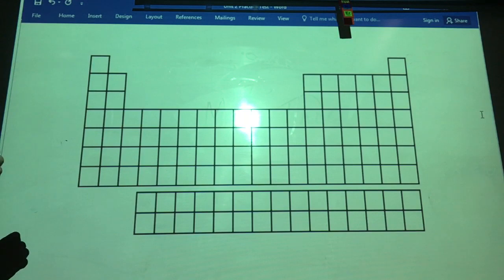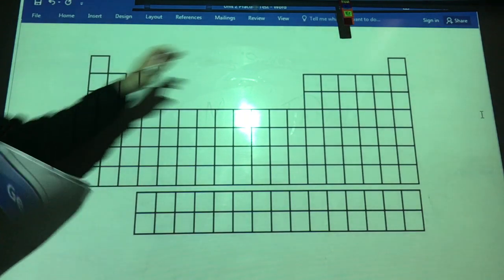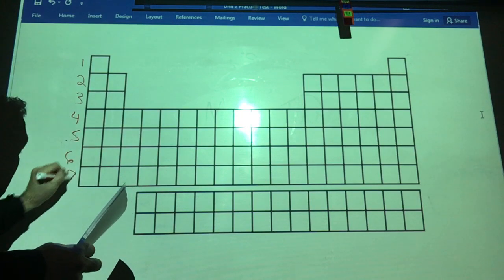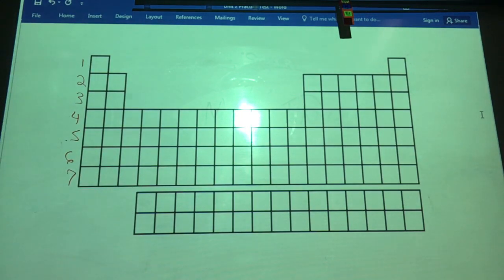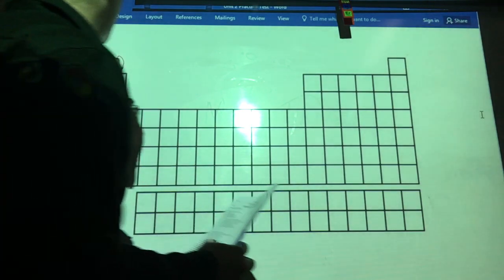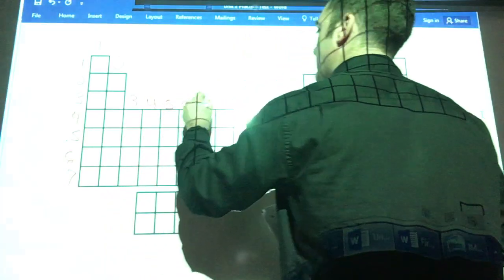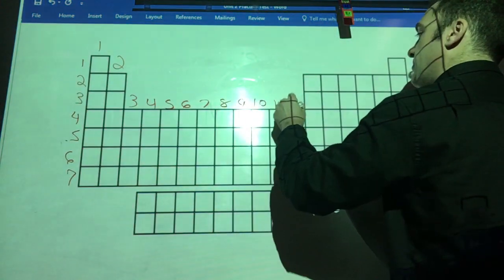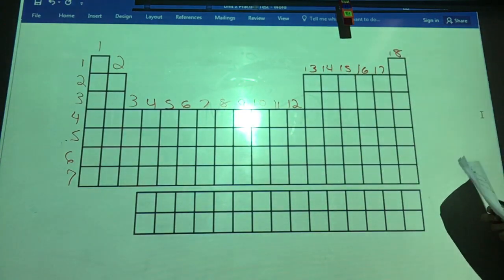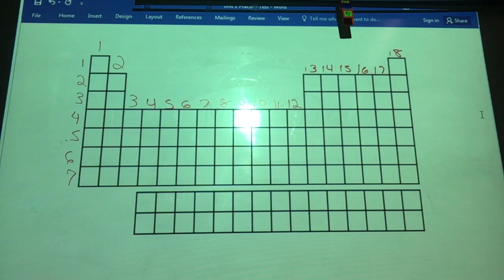But the first, label periods 1 through 7. So periods are across. Just go 1, 2, 3, 4, 5, 6, 7. Because later in the year, we're going to say like period 6, or we're going to say group 1, and then you're going to know what we're talking about. Then label families, groups 1 through 18, 2, 3, 4, 5, 6, 7, 8, 9, 10, 11, 12, 13, 14, 15, 16. All right. So easy. 2 points right there.